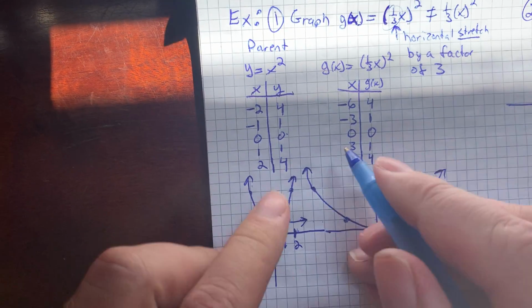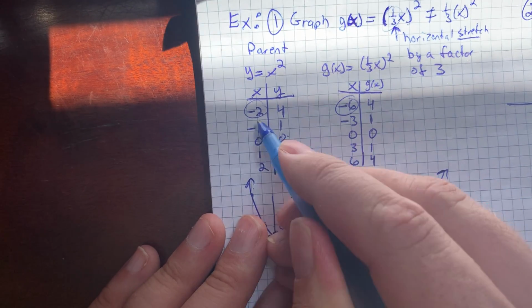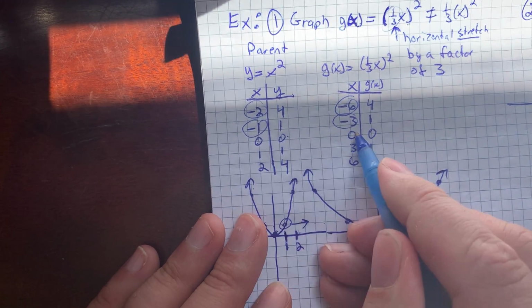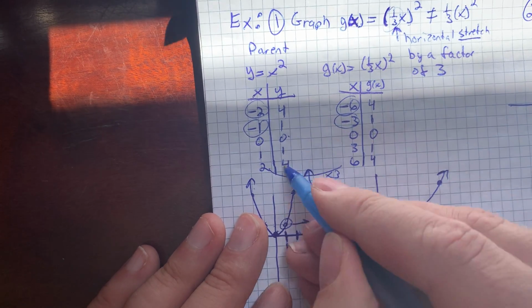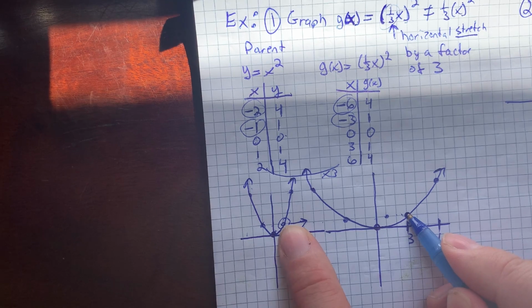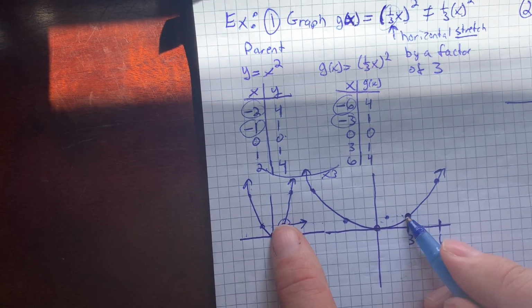The x value is 3 times. Notice that the x values get multiplied by 3. All of the x values are getting multiplied by 3. The y values aren't changing. This y value is at exactly the same place as this y value is, but it's 3 times as far out.